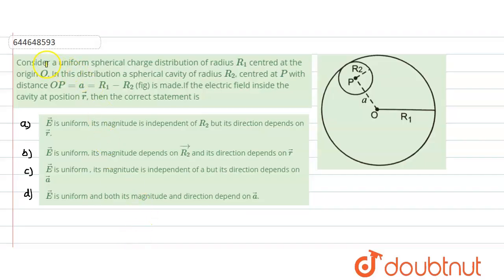Hello everyone, let us start with our question. In this question, what is given? Consider a uniform spherical charge distribution of radius r1 centered at the origin. Now in this distribution, a spherical cavity of radius r2 centered at P with a distance OP is made.